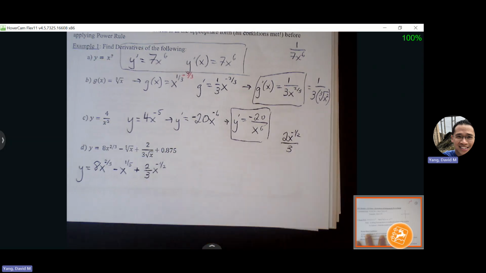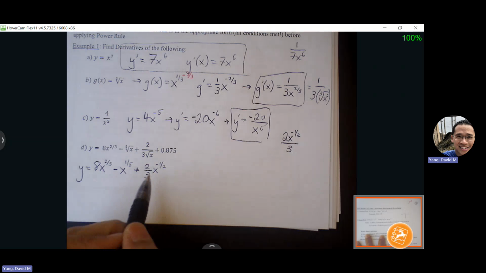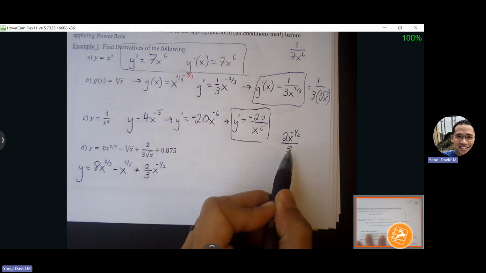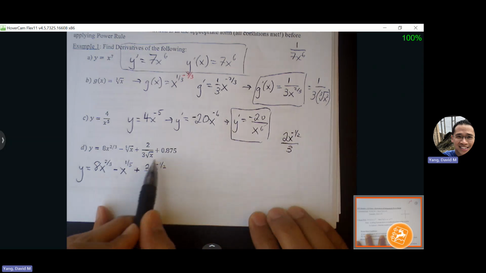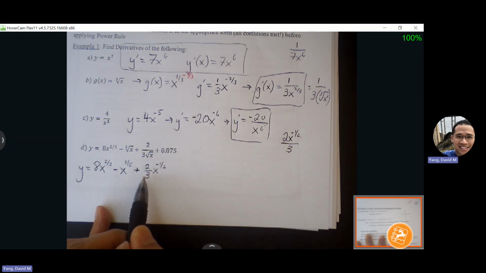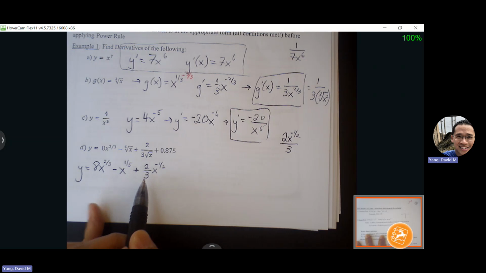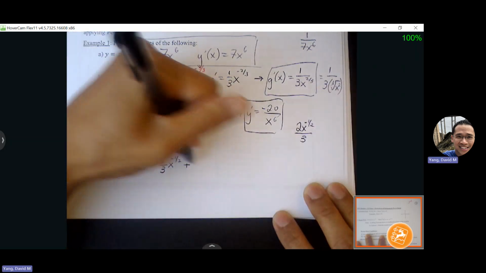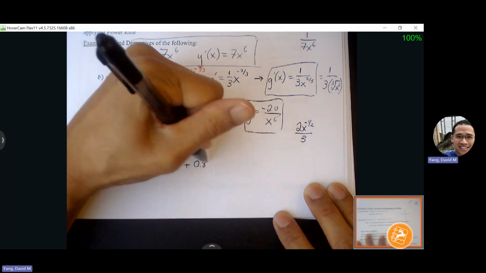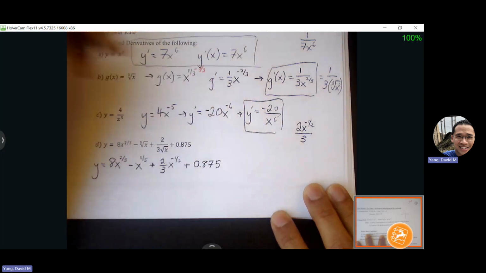It feels like that 2/3 is clearly outside the space of my variable, and this feels like a coefficient rather than a denominator. So it's not wrong if you do it this way. I just think visually it's a little cleaner if you have any fraction in front rather than below your variable. And then the 0.875 is just a constant. It's ready for my derivative, but I don't want to do any derivative just yet.